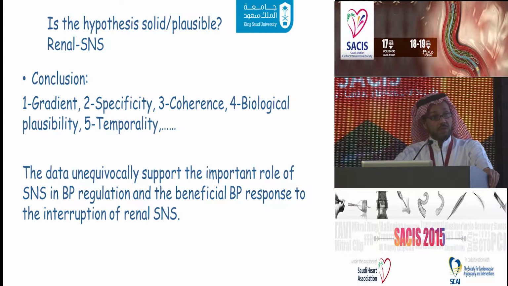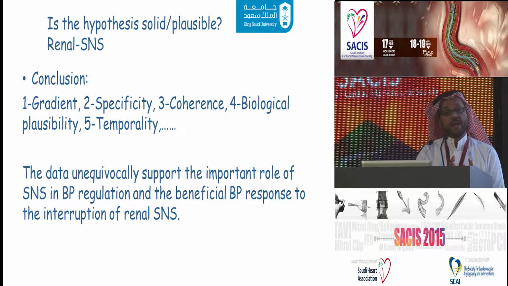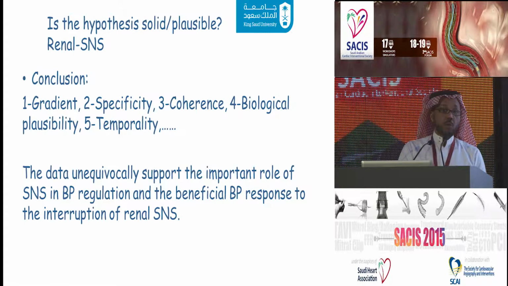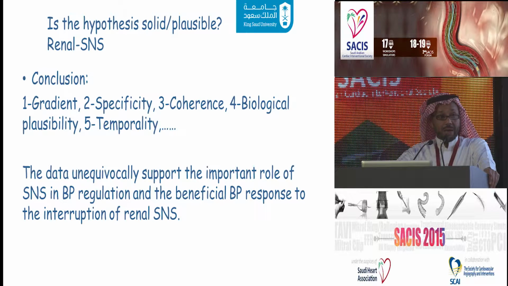The higher the level of norepinephrine, the more likely there is hypertension. There is specificity, biological coherence, et cetera. So it meets all the criteria that this hypothesis is solid, it's plausible, it's true. The data unequivocally support that there is an important role for the sympathetic system in the control as well as the regulation of blood pressure. So the hypothesis is solid, no problem with that.